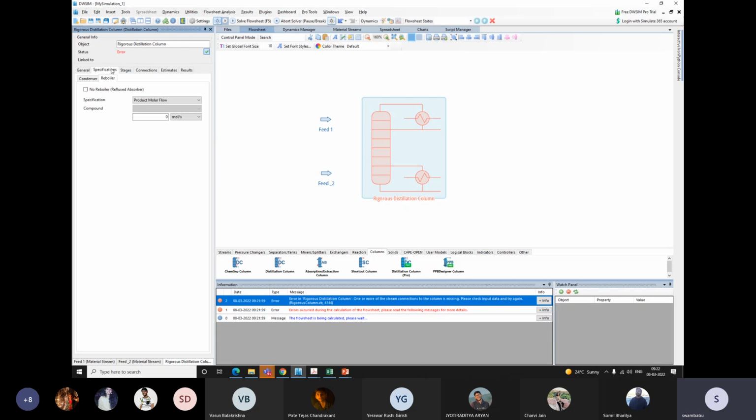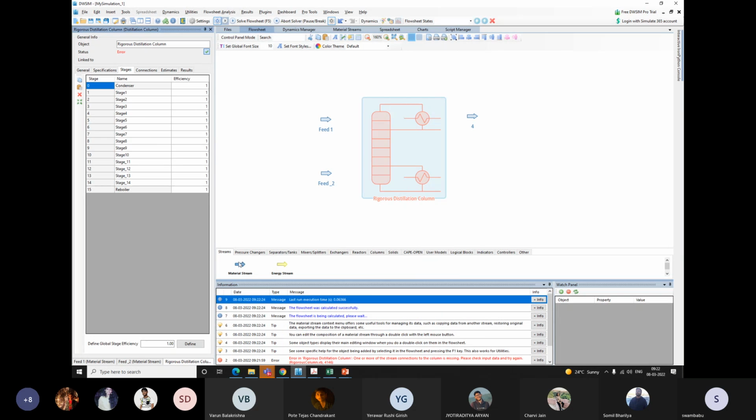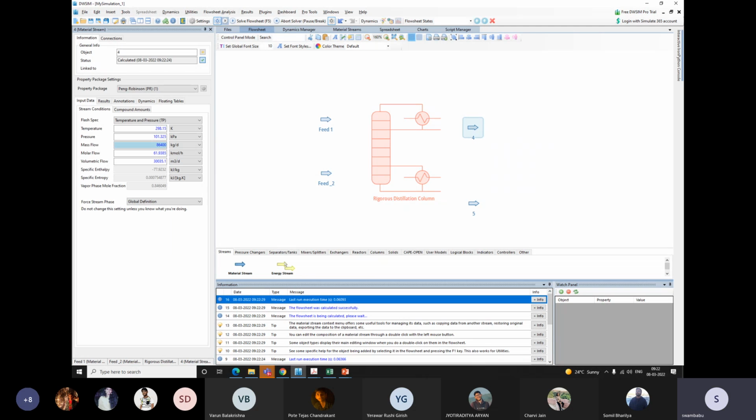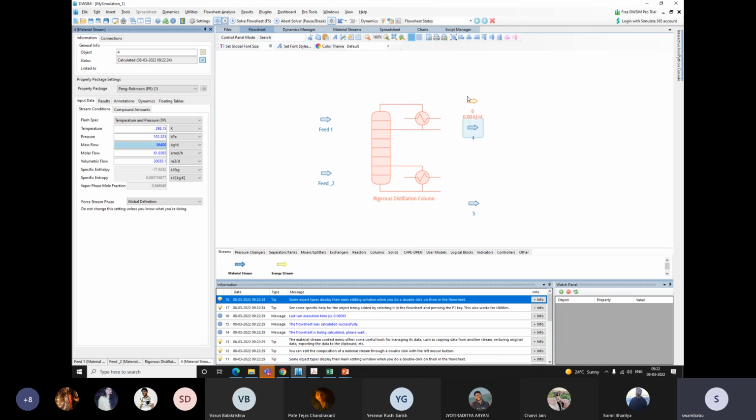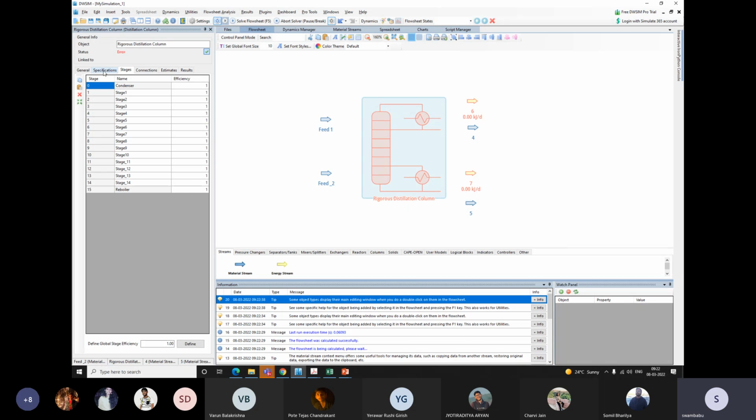So stages. Here I need to create a stream for the top product and a stream for the bottom product, and I need to create an energy stream for the condenser and a stream for the reboiler. So go back to the distillation column, specification, then stages.